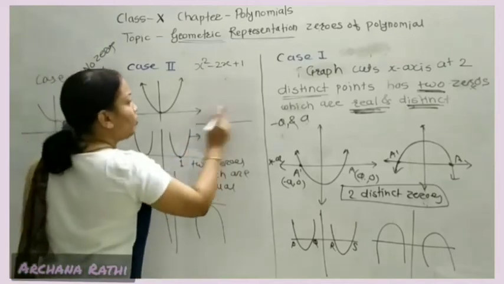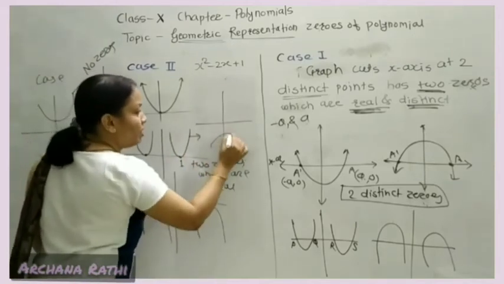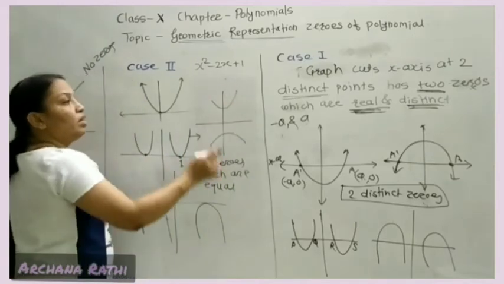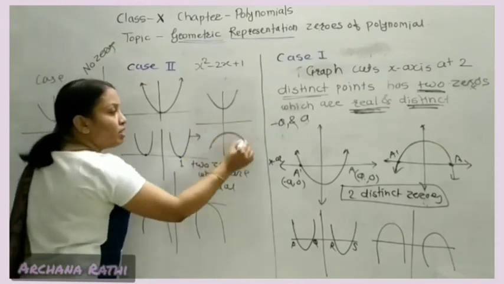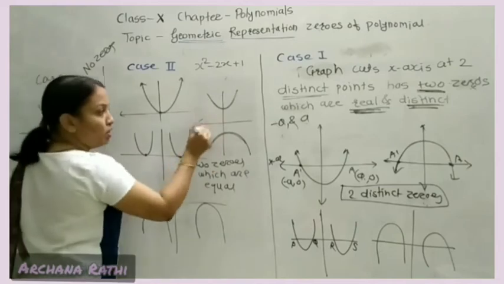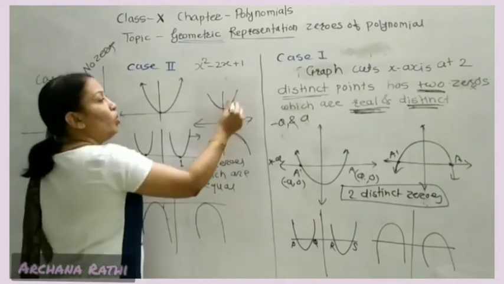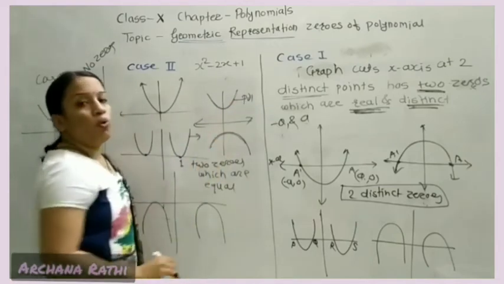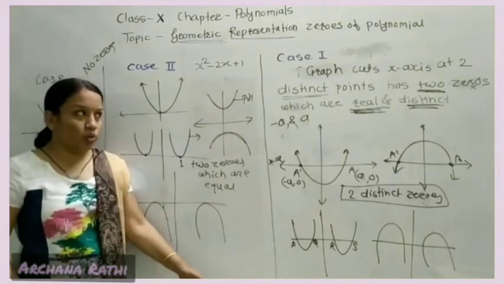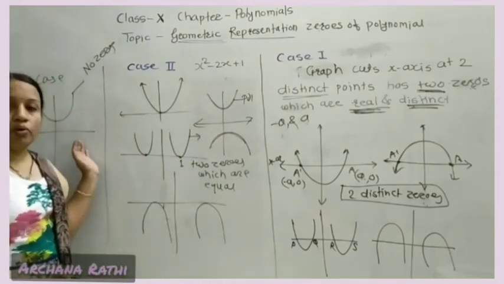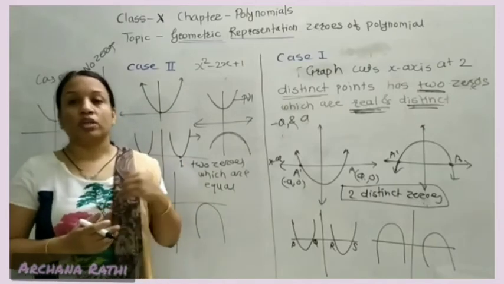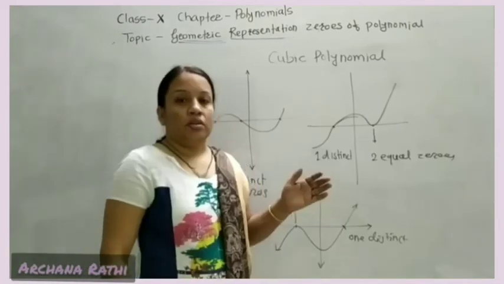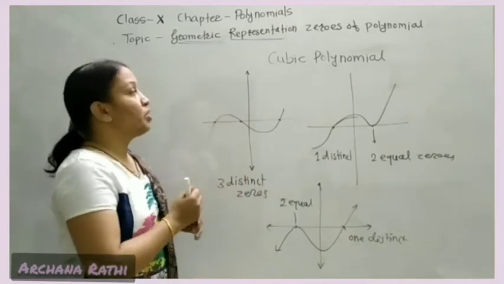If you get a graph like this or like this, these parabolas are not intersecting the x-axis anywhere, because this is your x-axis. So this polynomial doesn't have any zero. This is all about the quadratic polynomial. Let's see what happens with the cubic polynomial. Now what are the cases with the cubic polynomial?